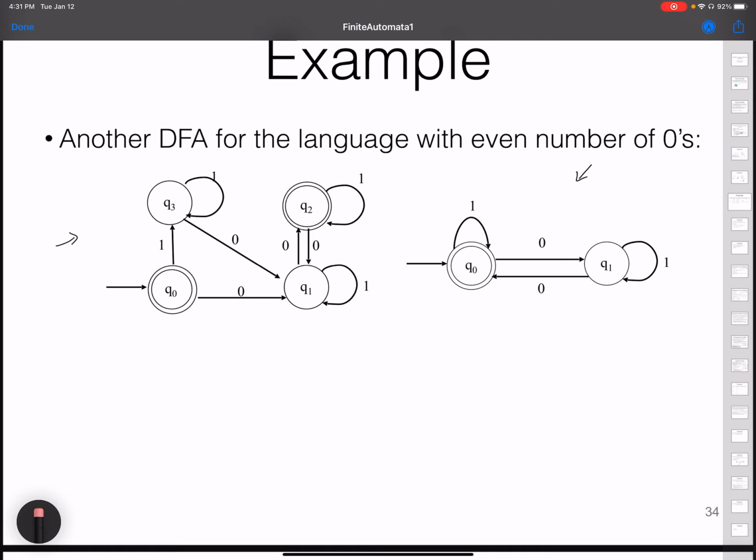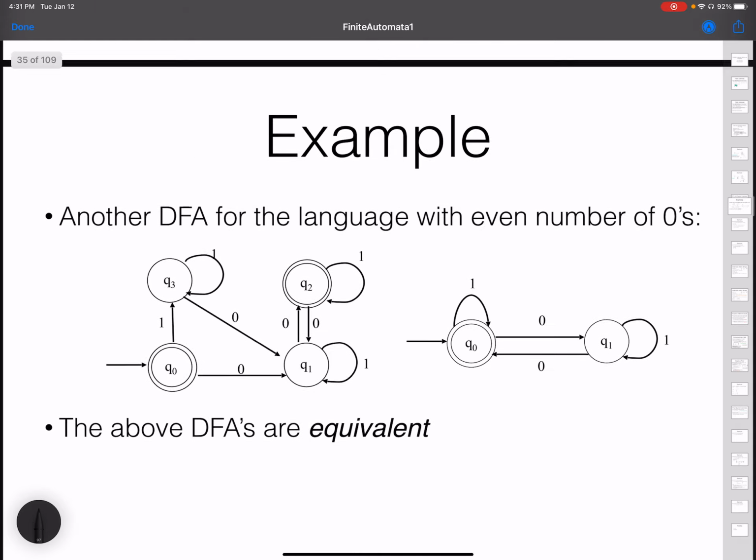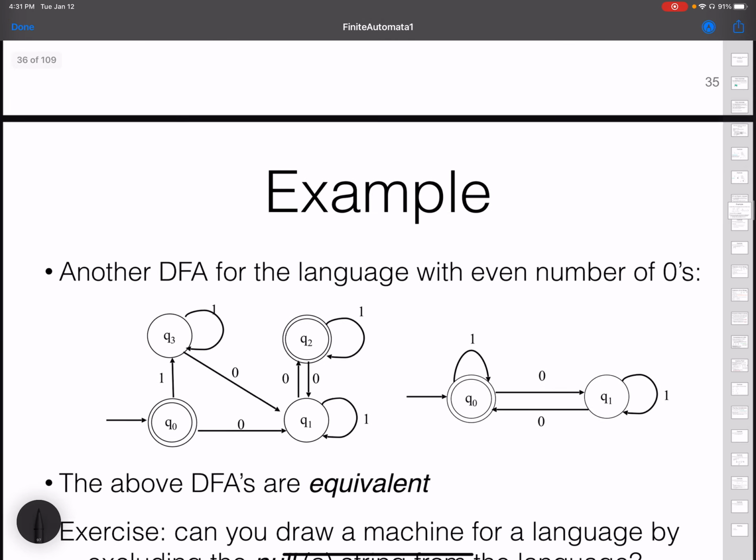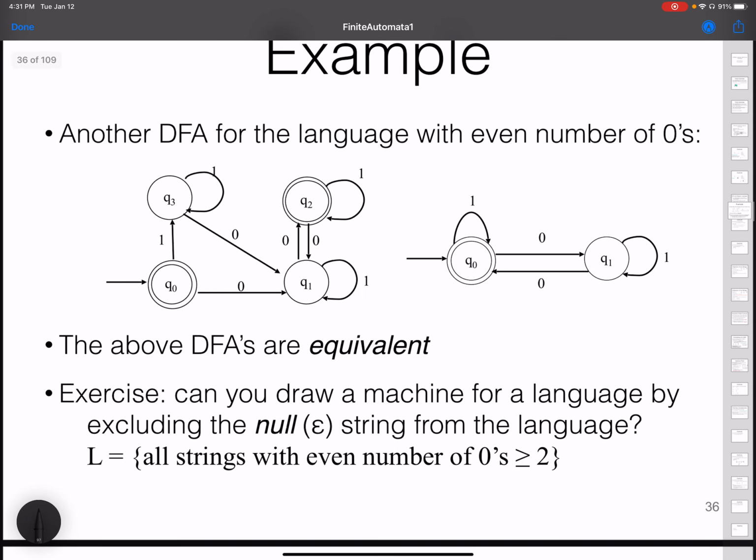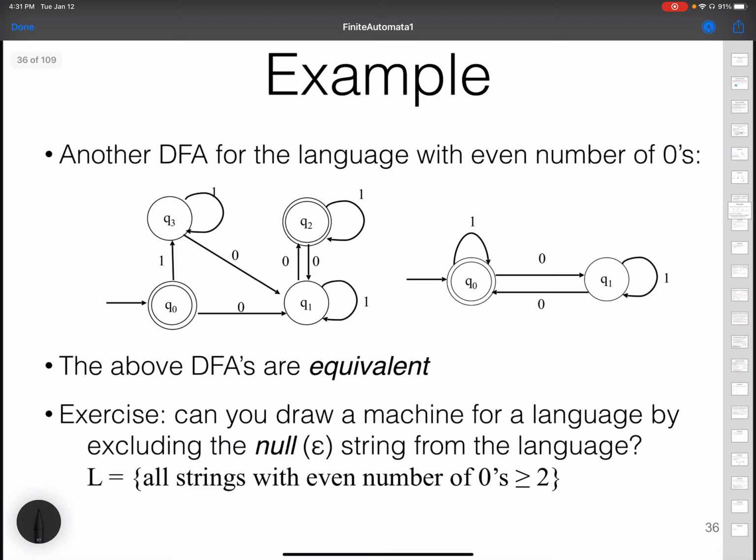Although you should probably notice that, of course, I would prefer the simplest form if it is possible to get that. So we say that these two DFAs are equivalent. Both of them are going to accept all the binary strings with an even number of zeros, including zero. So the empty string is going to be in the language as well.